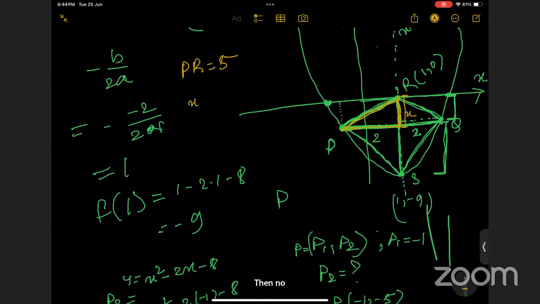Sorry to interrupt you, ma'am. It is not 5. I wanted to ask one thing. Since we have got -5, we can't do it directly: R is 1, 0 and the base is coming at -5, so the height would be 5. Yeah, that is also something we can do. So this is -1, -5, and this is 1, 0. From that we can find this will be 5. So the value of x will be 5.